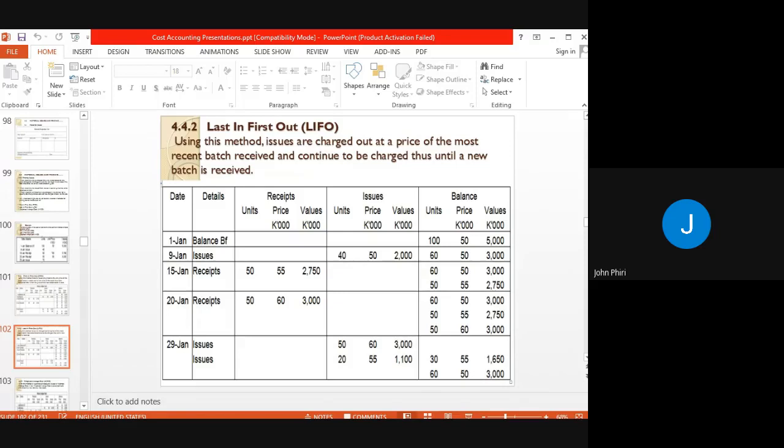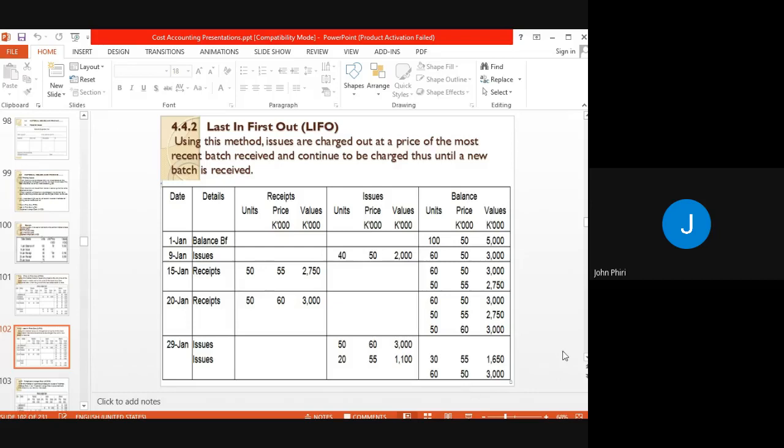Okay, now, let's see. What do we want to issue? We want to issue 70. So the latest date we received is January 20. How many did we receive? 50. And the requisition is 70. So the whole 50 must go. That's why, when issuing, we are issuing the whole 50 at 60, which is 3,000.